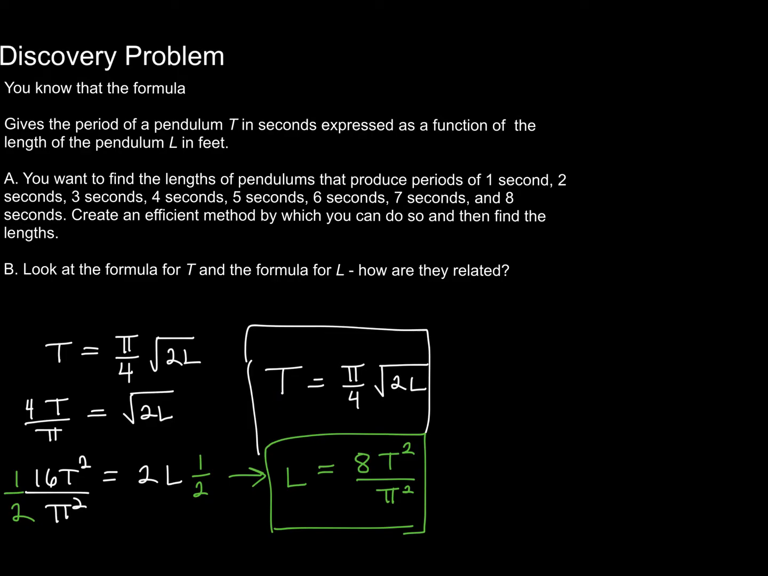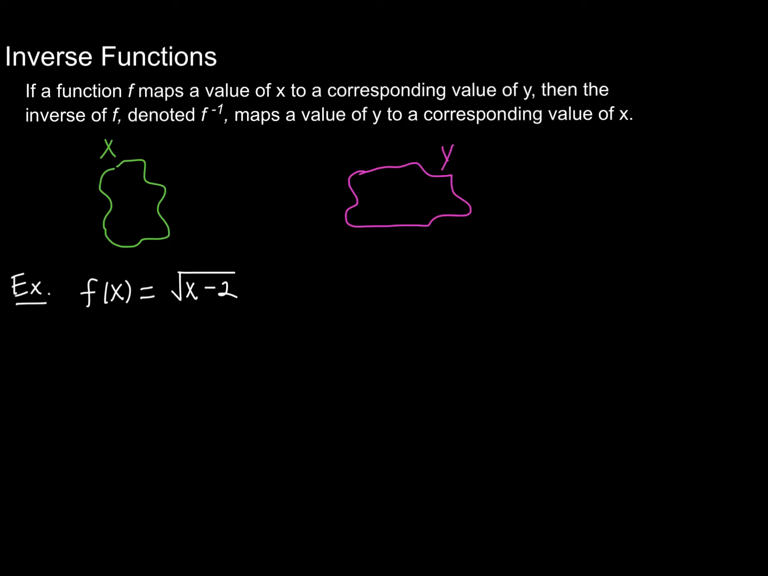So whether we're working with t and L, or with x and y, inverse functions mean the same thing. It switches the role of the input and the output variable. So here's the definition of an inverse function. If you start with a function f that maps a value of x to a corresponding value of y, take a value of x, and the function f will map it to a corresponding value of y. Then the inverse of f, or f raised to the negative 1 as it's written, maps a value of y to a corresponding value of x. So the inverse will take some value of y and map it to a corresponding value of x.